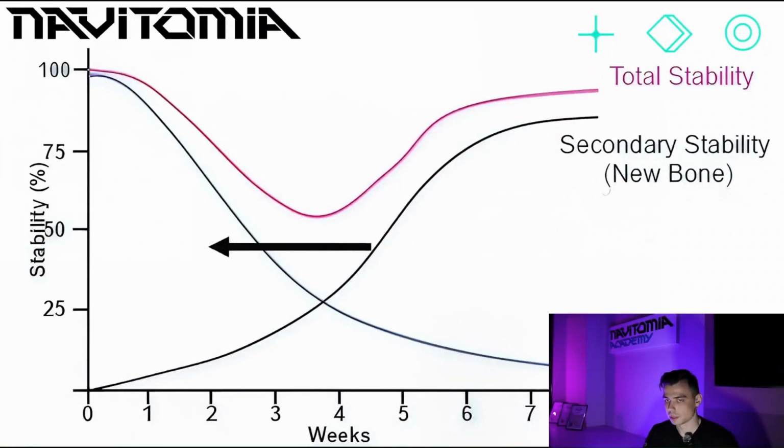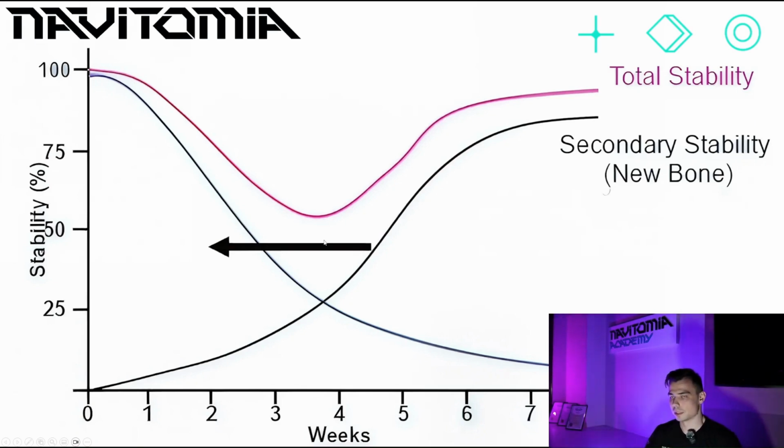Based on this, I'll show you an interesting graph where the vertical axis represents stability expressed as a percentage, and the horizontal axis shows the first week, second, third, fourth, fifth, sixth, seventh, eighth, and so on. So if you pay attention, just as I mentioned earlier, two lines are shown representing the primary and secondary stability of the implant. The blue line shows the primary stability of the implant, and we can see that it decreases. That is, it was at 175, 50, 25, and so on.